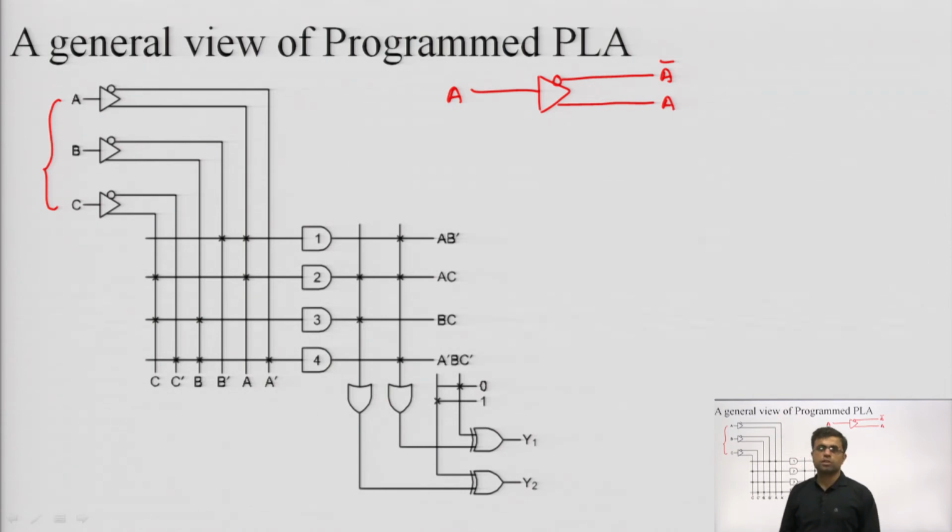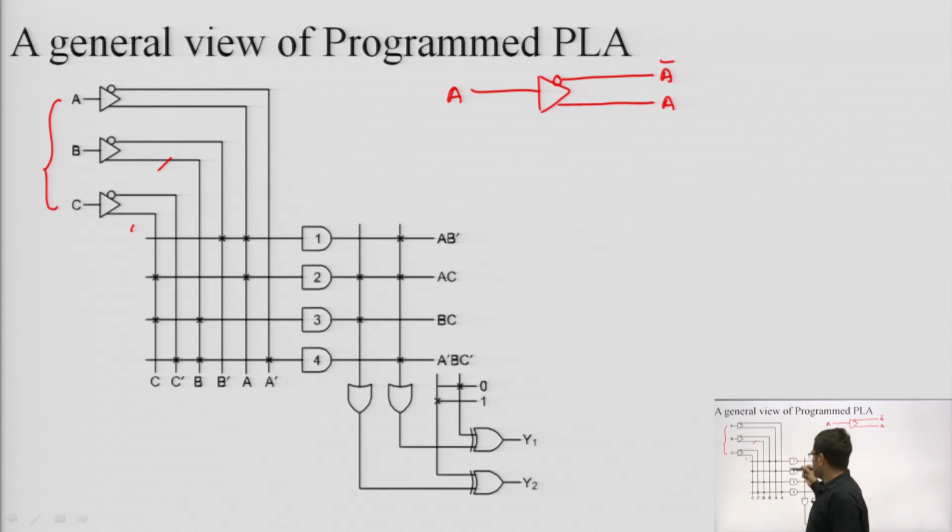Okay, so instead of having two wires and a separate NOT gate on one wire to generate A bar, we are taking both from a single symbol. Similarly for B and C. So as many inputs as there are, they will be converted into twice that number: one the normal version, one the complemented version. So A, B, C are there, and A bar, B bar, C bar are also generated.